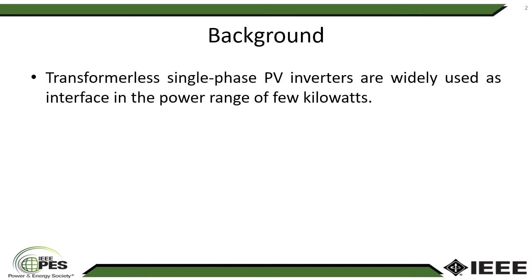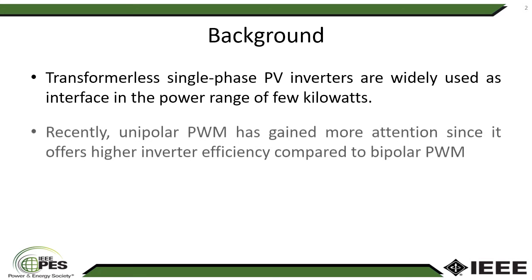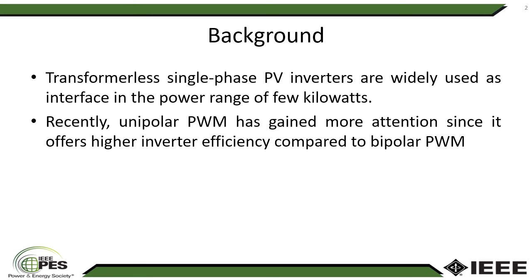For low-power single-phase inverters, transformerless configurations are used in order to increase the converter efficiency by omitting the low-frequency transformer. Bipolar PWM is traditionally utilized in these types of converters since it introduces low ground current. However, recently proposed transformerless inverters tend to use unipolar PWM due to the increased converter efficiency.